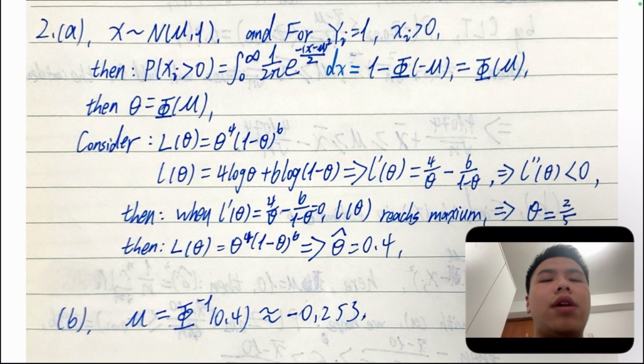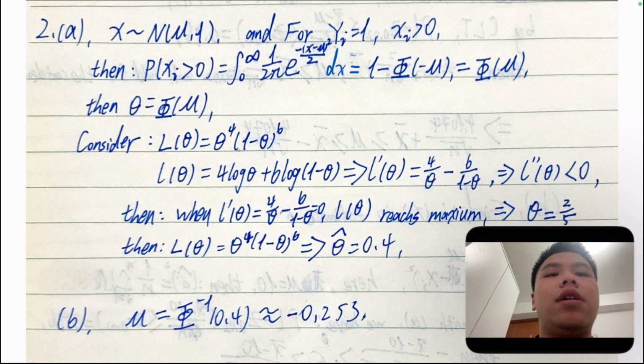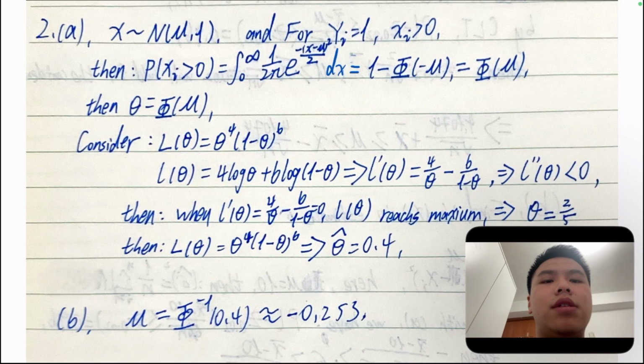So what we can get from this information is that once the first derivative of the log likelihood function is equal to 0, we will get the maximum value of the log likelihood function and also the likelihood function. At this time, theta is equal to 2 over 5. So we take the value of theta back to the likelihood function, and we get that theta hat is equal to 0.4. And part B is easy. Once we get the information of part A, we directly take the 0.4 to the inverse capital Theta, and we get approximately minus 0.253.